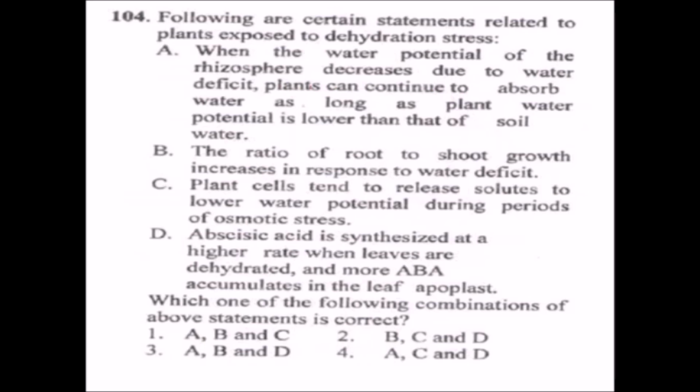Due to water deficit, plants can continue to absorb water as long as plant water potential is lower than that of soil water. It's true, it will be created with the help of the transpiration pull, as in the dehydration state, transpiration is also one of the major causes of the dehydration state of the plant. And the next is that the ratio of root to shoot growth increases in response to water deficit. Actually, in the case of water deficit, the plant will adapt in such a way that its root can penetrate as far as possible towards the groundwater, so that it can absorb more and more water.